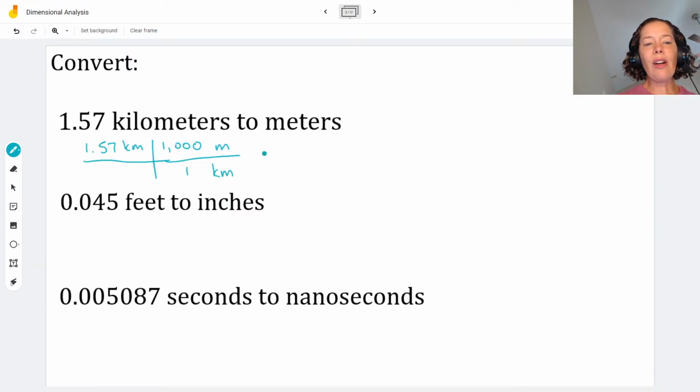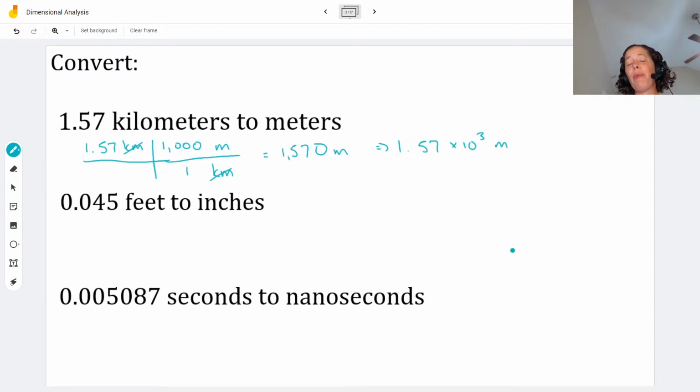Okay, so you can see here, all I'm doing is multiplying by 1,000. But of course, my kilometers cancels. I'm left with meters, which is what I wanted for this conversion. So that's 1, 2, oops, I put my thing in the wrong place here. So you can either write this as 1,057 meters, or you can always do scientific notation, which would be 1.57 times 10 to the third meters.